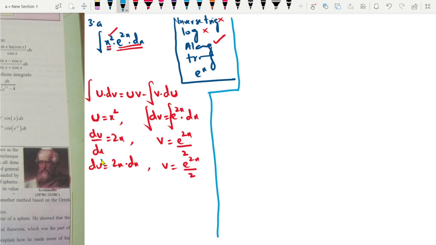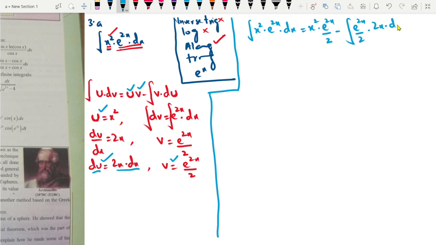This is our du, this is our v, this is our u. Now we will put the values. The integral of x squared e to the power 2x dx is equal to u into v. u is equal to x squared, and v is equal to e to the power 2x divided by 2, minus the integral of v, where v is equal to e to the power 2x divided by 2, dot du. du is equal to 2x dx.